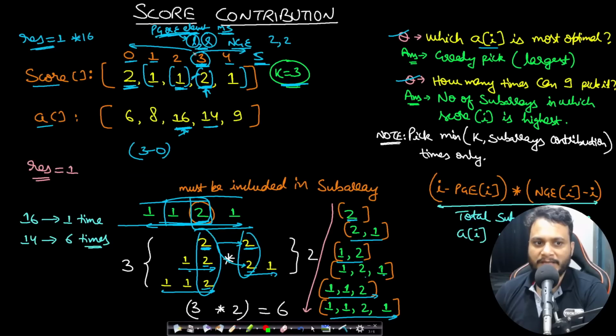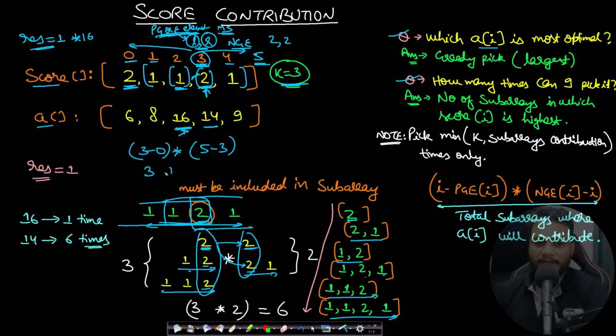These many items can be included on the left side, and on the right side I can take 5 minus 3, that means 2 items can be included, and you can just multiply to get the cross product. Okay, so 3 times 2 will be equal to 6, and these are the number of subarrays that I have formed. 6 subarrays, you count it.